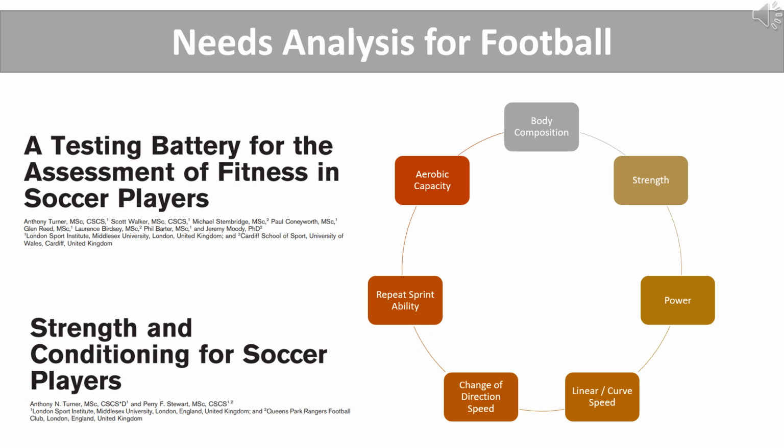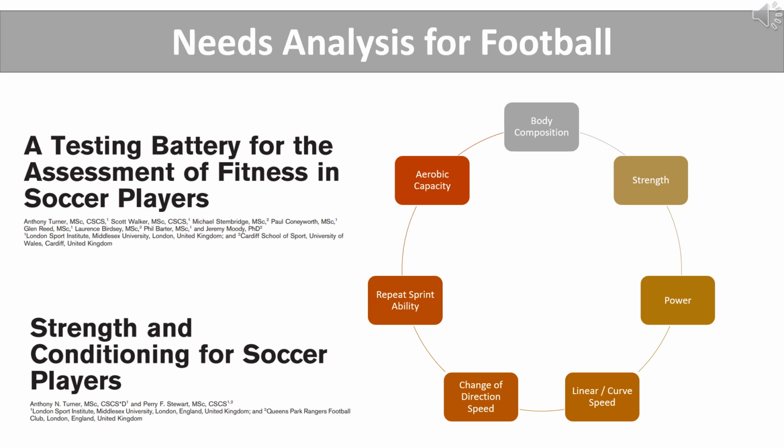And he's kind of looked at the different strength and conditioning requirements for soccer players and a proposed fitness testing battery. And when you look at this type of summary information, what we typically get is 7 physical capacities or qualities that typically come out of the literature that practitioners probably need to consider assessing. And they are body composition, strength, power, linear speed or sprinting ability, change of direction speed ability, repeat sprint ability, which is a very important one in football, and of course aerobic capacity.